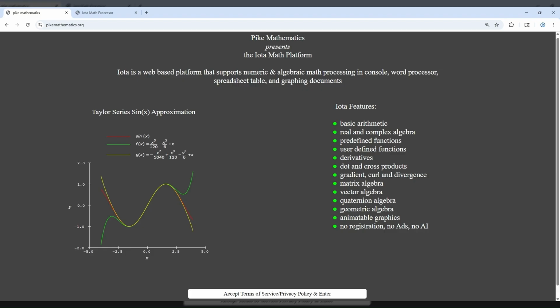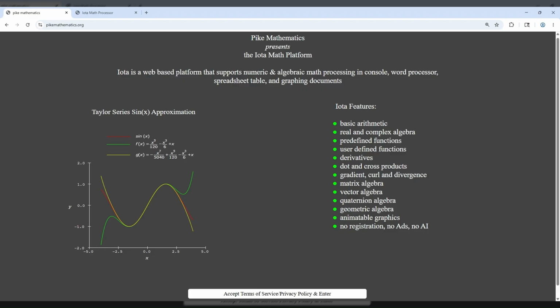We're excited today to introduce you to our Iota Math Platform. For those interested in math and physics, we think the Iota Math Platform offers a lot of capability you will find very useful. My objective for today is to provide a broad overview of the capabilities that Iota has, but I won't go into great detail.